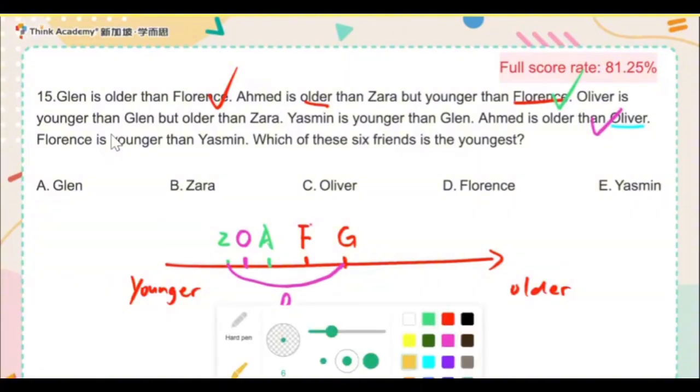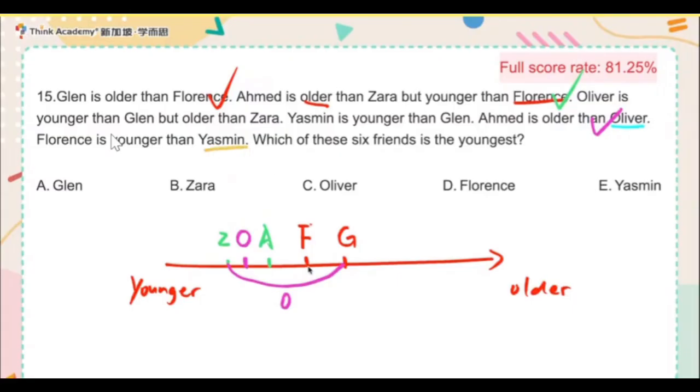Then let's move on. Florence. Florence is younger than Yasmin. And we also know Yasmin is younger than Glenn, right? So this one should be Yasmin. Then this is how we solve the problem.